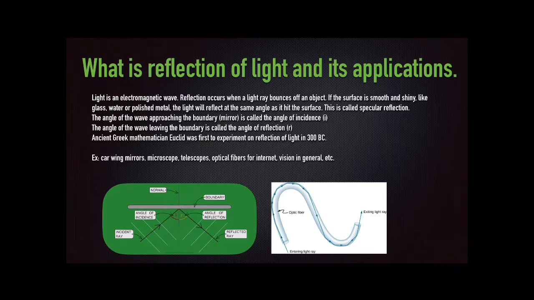The angle of the wave approaching the boundary is called the angle of incidence, and the angle of the wave leaving the boundary is called the angle of reflection. Ancient Greek mathematician Euclid was first to experiment on reflection of light in 300 BC. Examples of which are car wing mirrors, microscopes, telescopes, optical fibers for internet, and our vision in general.